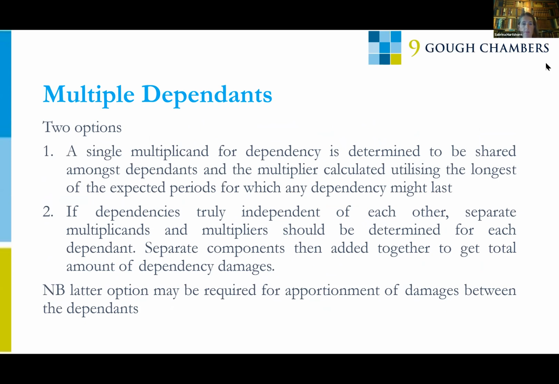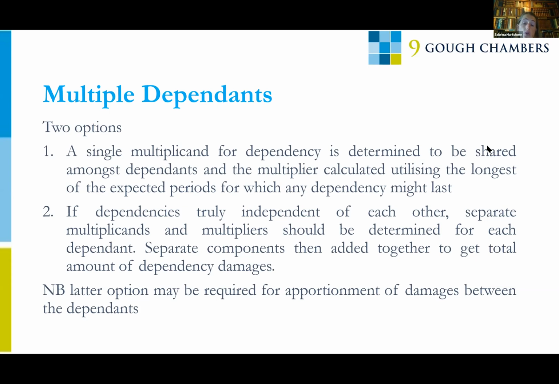They say the first option is using a single multiplicand for dependency, to be determined and shared amongst the dependents, and the multiplier calculated utilizing the longest of the expected periods for which any dependency might last. And so that's normally based on the youngest child who no longer becomes dependent.